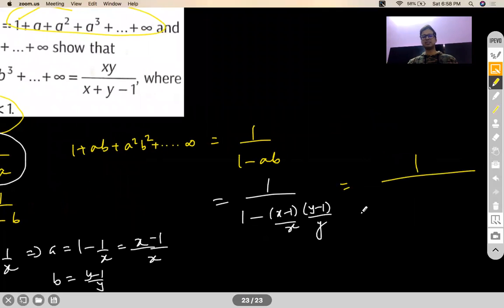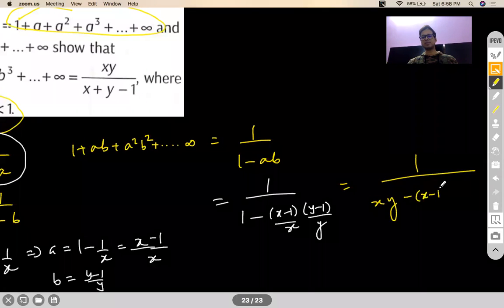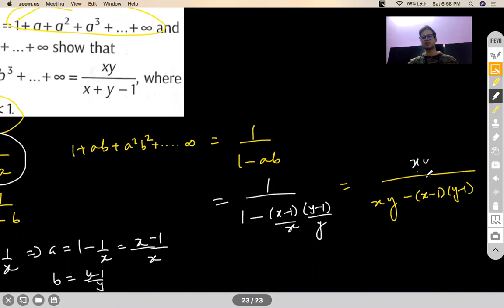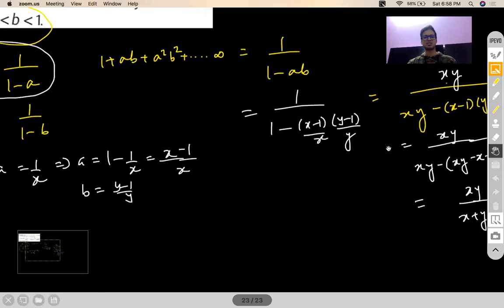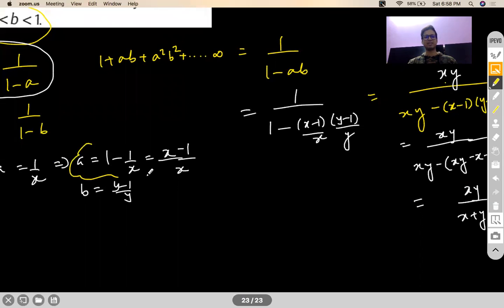Okay. Now, if you take the LCM over here, it will become xy minus x minus 1, y minus 1, and xy will also go on the top. If you expand it, it will give you xy minus x minus y plus 1, which on opening the bracket will conveniently result into the desired expression, x plus y minus 1. Okay, hence shown. Any questions here? Please do ask. So after having got a and b values, I substituted it over here.